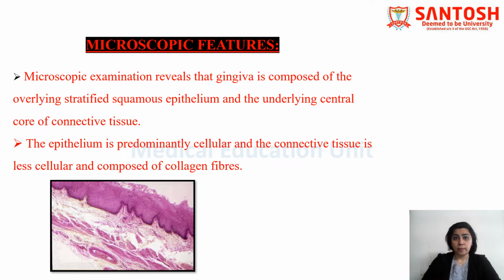Microscopic features of gingiva. Microscopic examination reveals that gingiva is composed of overlying stratified squamous epithelium and an underlying central core of connective tissue. The epithelium is predominantly cellular and the connective tissue is less cellular and composed of collagen fibers.